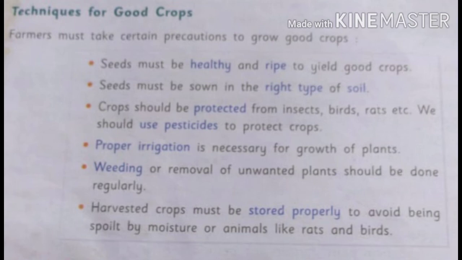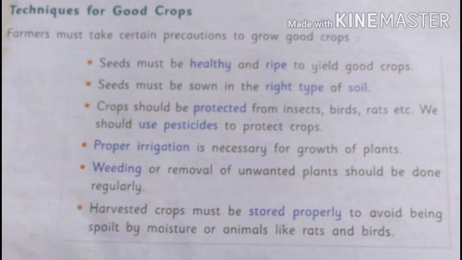Now, techniques for good crops. Farmers must take some precautionary measures to grow good crops and increase their productivity. Some precautionary measures are: seeds must be healthy and ripe, seeds must be sown in the right type of soil, crops should be protected from insects and pests by using insecticides and pesticides, weeding and harvesting the crops properly, and storing them properly to avoid being spoiled by moisture or animals.